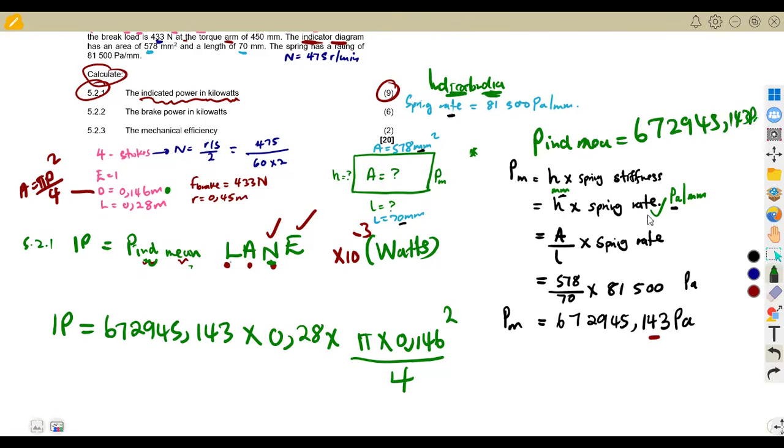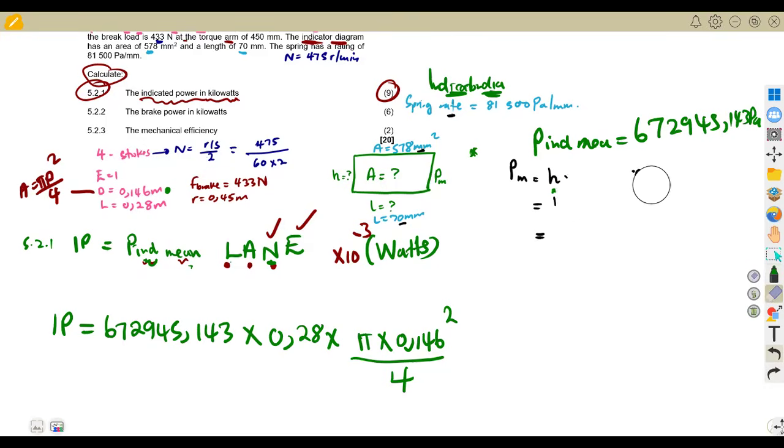Why are we even using it like this? No problem, guys. Let me just remove this.